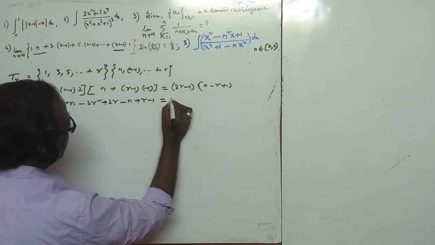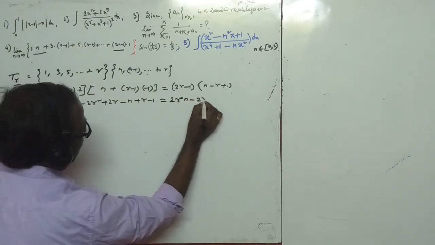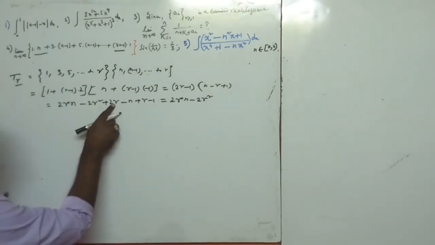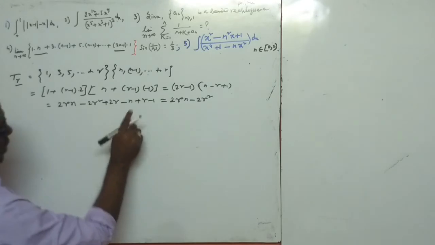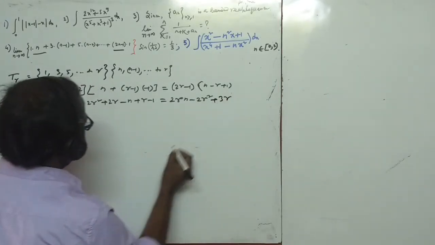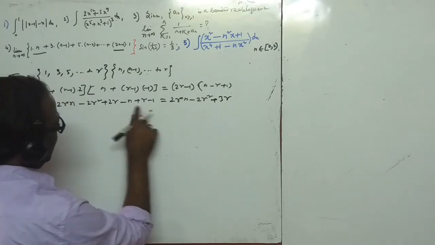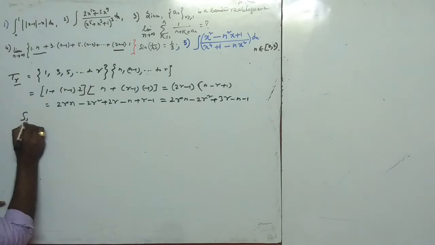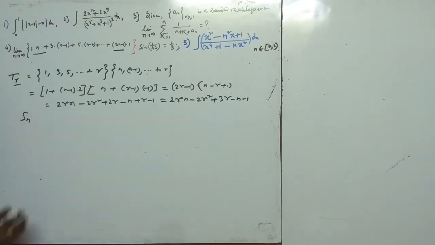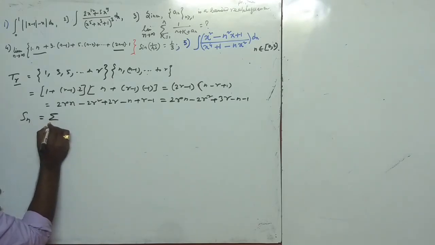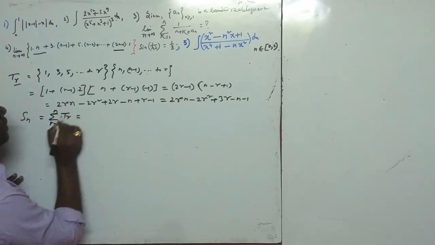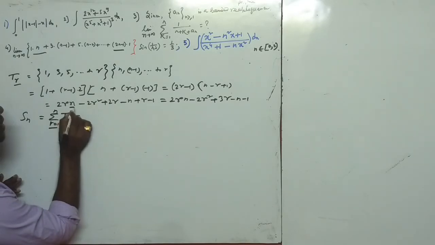This is equal to 2rn minus 2r square plus 2r plus r, that is 3r, minus n minus 1. Now we have to find the sum. This is the summation notation, meaning I have to find the sum from 1 to n. So the symbol is r equal to 1 to n of tr. You can take the variable here as r, but n is constant.